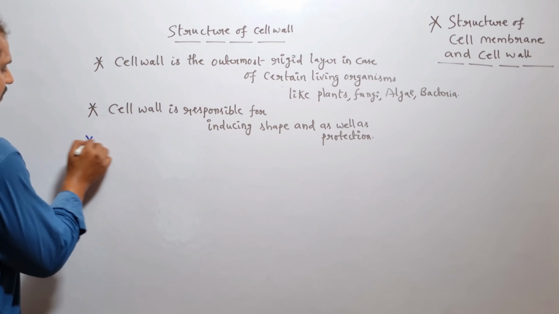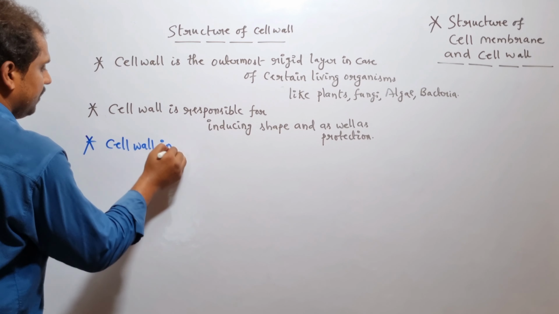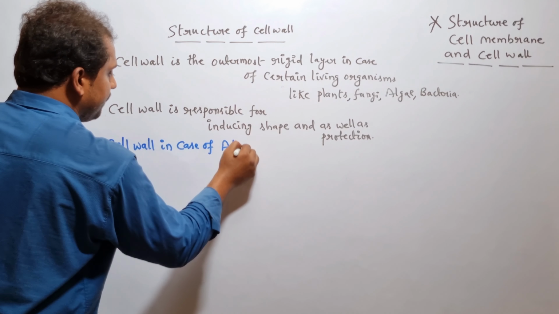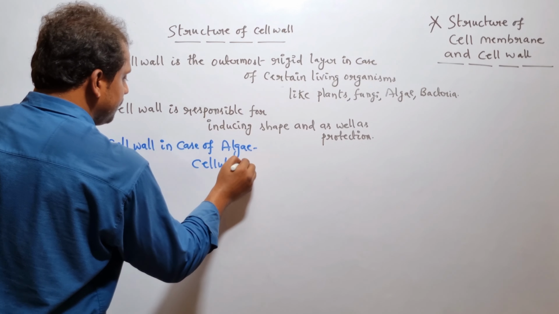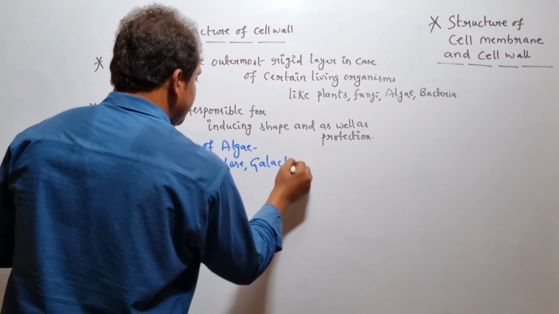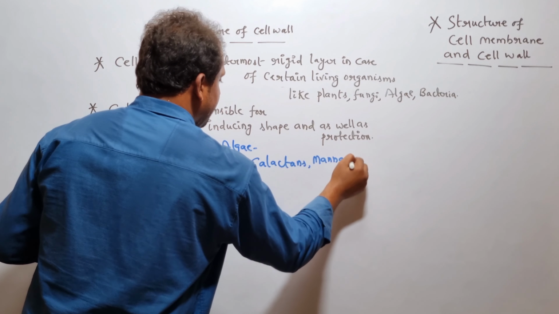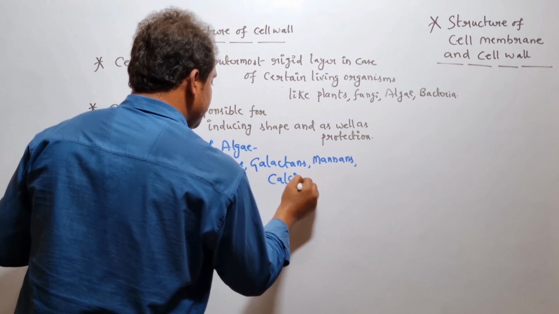Cell wall in case of algae is enriched with cellulose, galactans, mannans, and calcium carbonate.